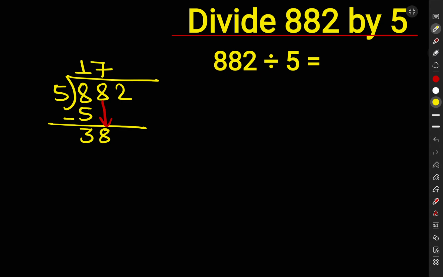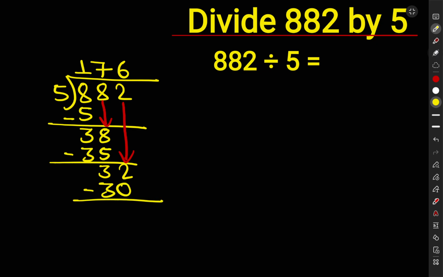5 times 7 is 35. On subtracting we get 3. So again we put down these 2 and it is 32. 5 times 6 is 30. On subtracting we get 2.